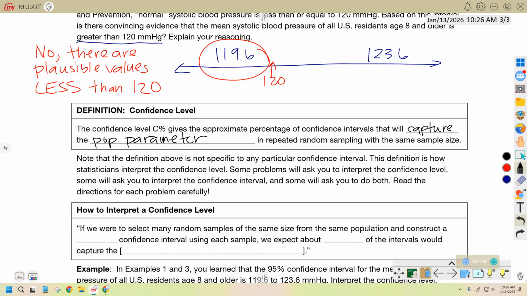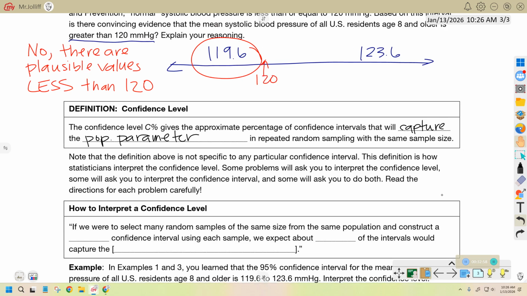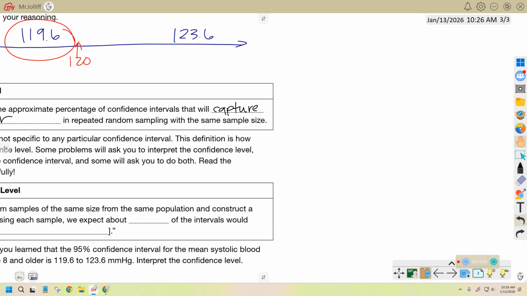I'm going to draw a picture before we practice interpreting. So what that is telling me is, let's say, for example, I happen to know for a fact that the average systolic blood pressure is 120. That's my actual population mean. If I am constructing a 95% confidence interval, what that means is I expect that 95% of the intervals that I construct will contain that value.